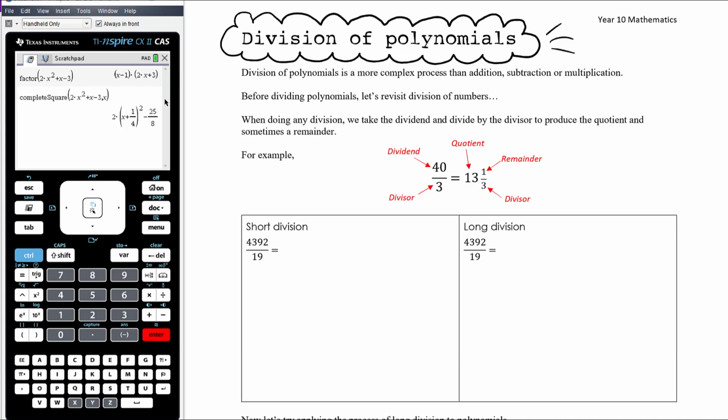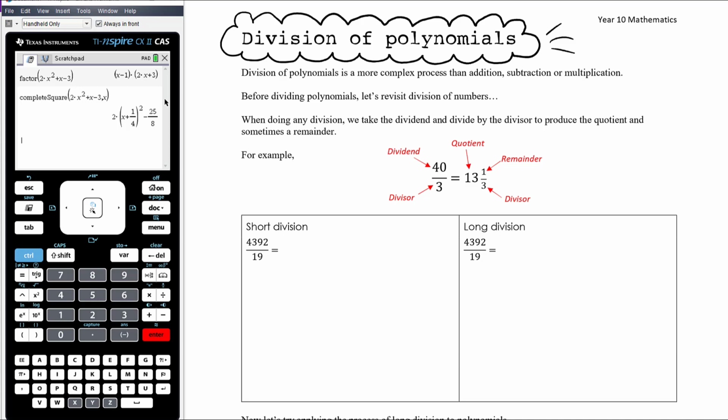Before we learn how to divide polynomials, which is potentially quite complex, we need to actually revise how we go about dividing numbers. It's really important that we understand that process so that we can then extend it out to the polynomials. We're going to use a process of long division when we divide polynomials, and so we're going to refresh our memories on long division.